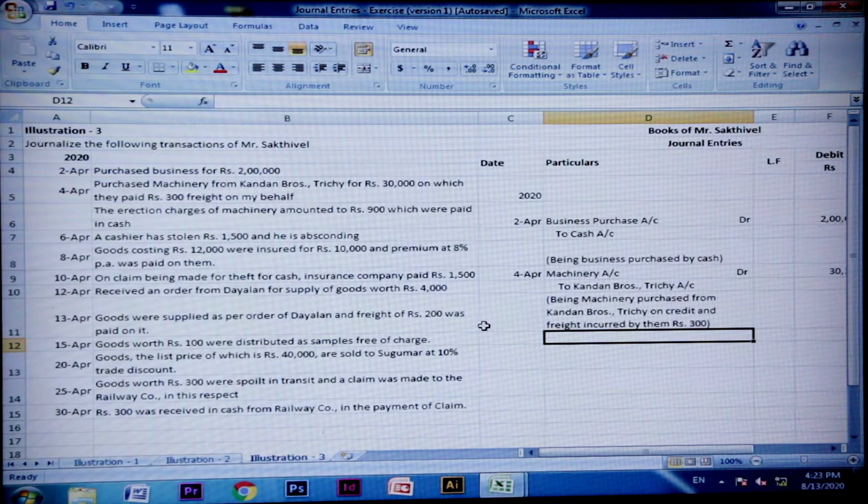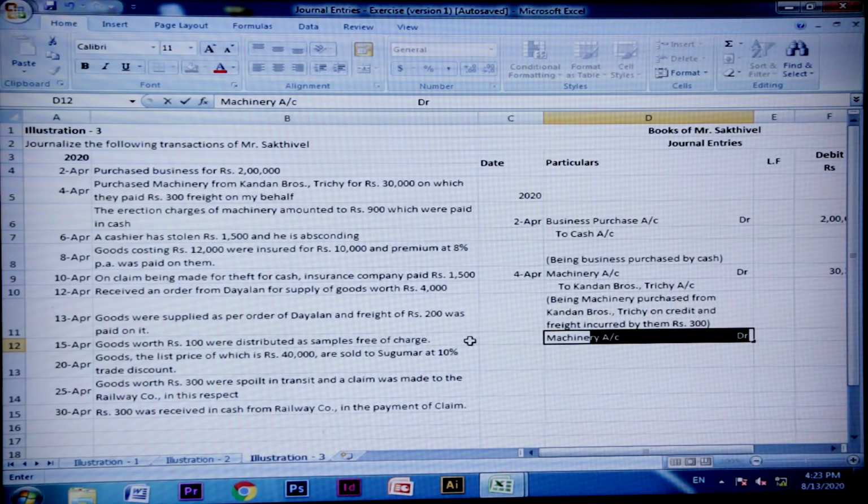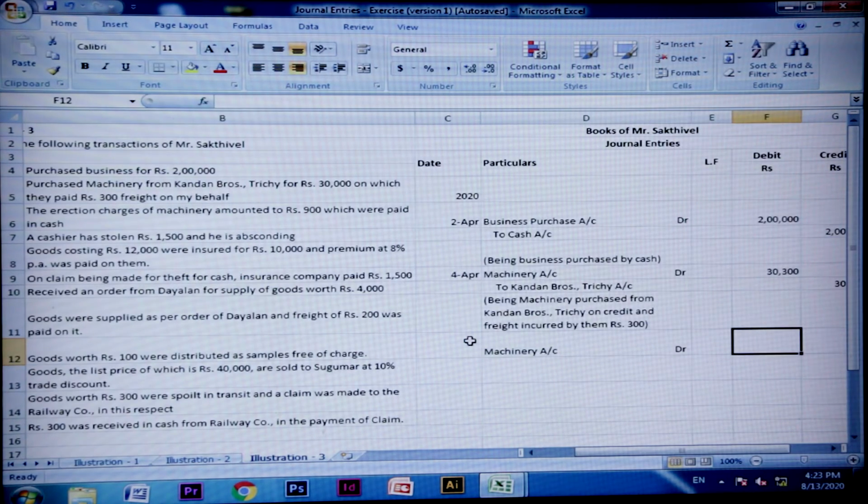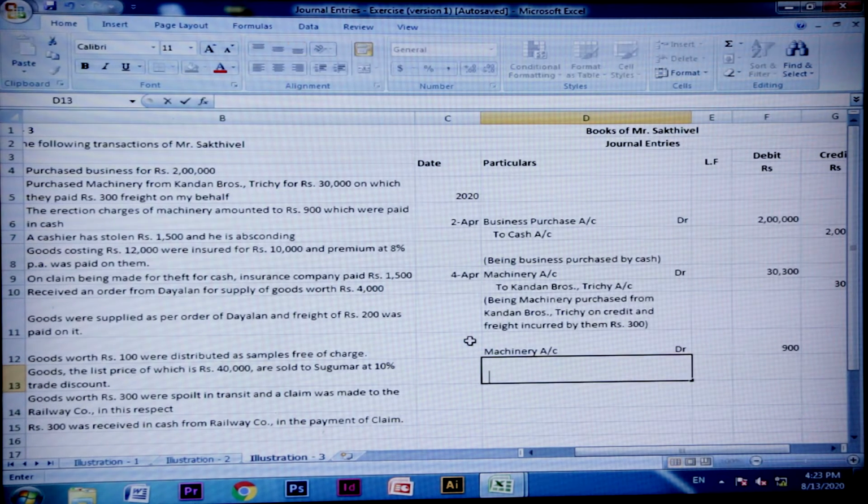Next is, on the same date, the erection charges of machinery amounted to rupees 900, which were paid in cash. The two accounts affected here is machinery account and the cash account. Here we could not debit erection charges because any expenses which is relating to any asset has to be debited to the asset account alone. Here erection charges of machinery is relating to an asset, so we are debiting the machinery account instead of erection charges. If you have debited the erection charges, in this case it is a principal error.